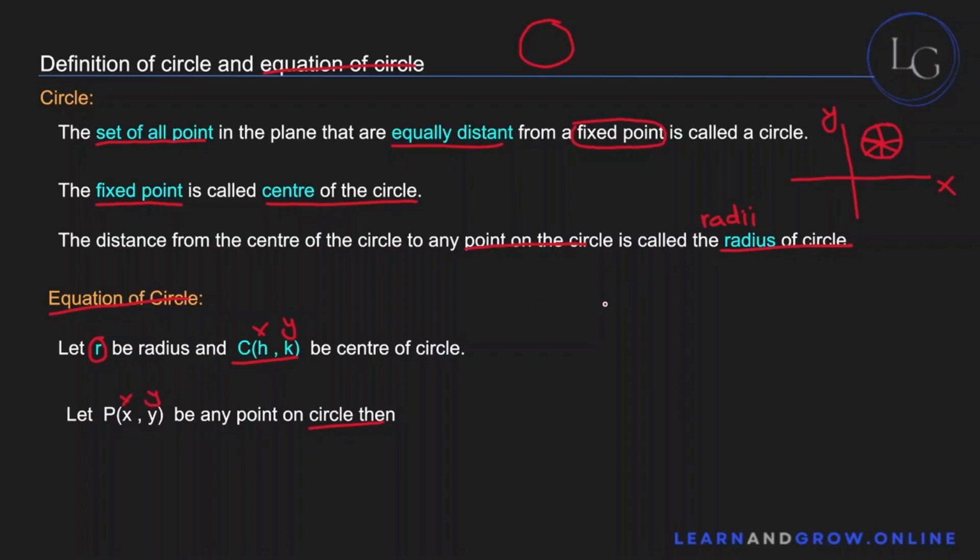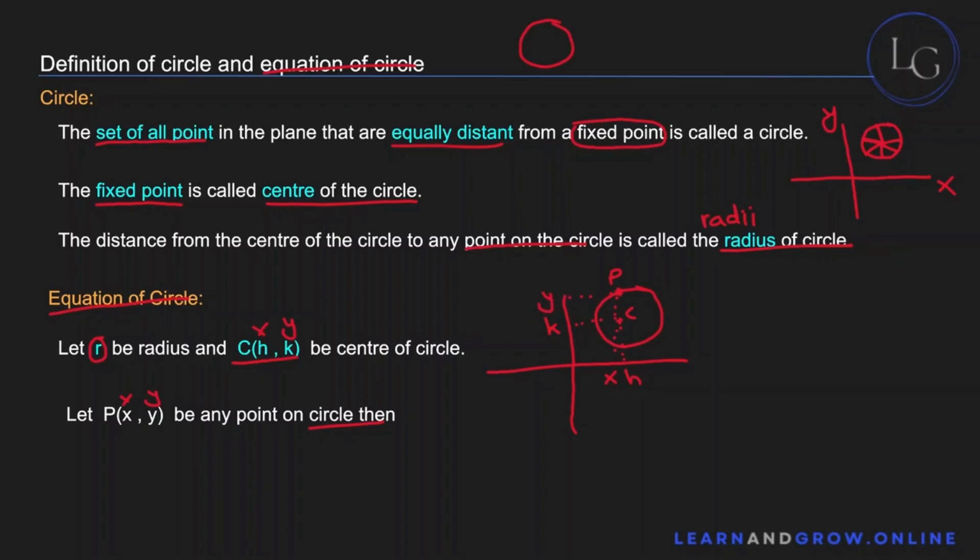Okay, now let's just draw out what I mean over here. So this is the coordinate axis. Let's say this is the center of the circle. So this is the point C. And on the x-axis, it is at h, and on the y-axis, it is at k. Okay, and now let's draw a circle around it. And let's take any point on the circle. Let's say this point over here is point P, and its x value is x and its y value is y.